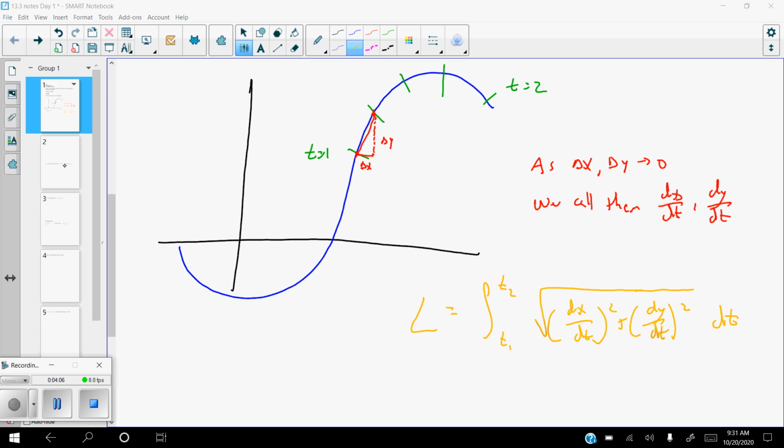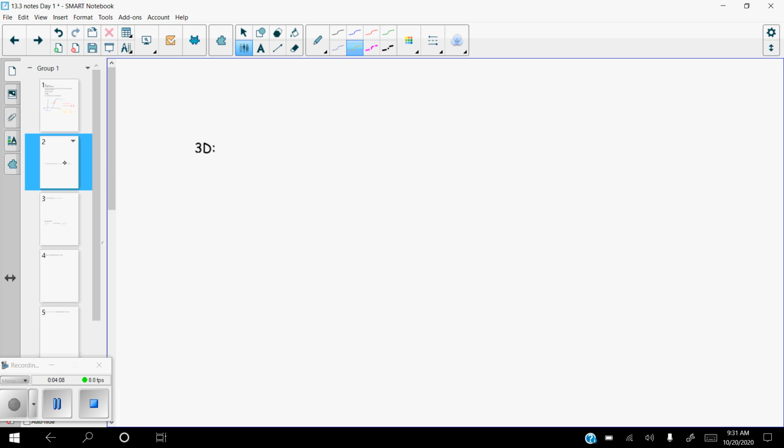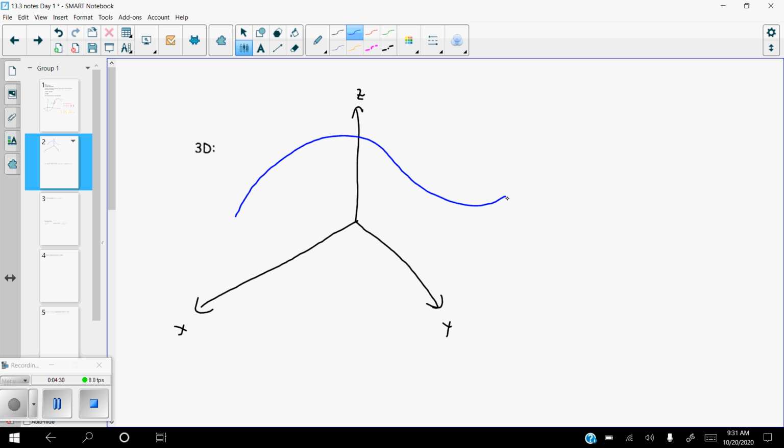Okay, so now we can extend that idea to 3-dimensional space. So now we've got a 3-dimensional grid, x, y, z. And we're going to sketch some kind of a 3-dimensional curve floating up here in space. It's the same exact idea. We're just extending this now to 3 dimensions.